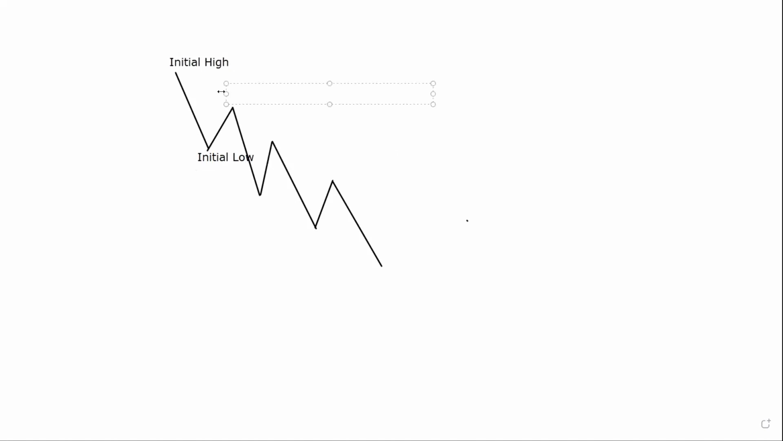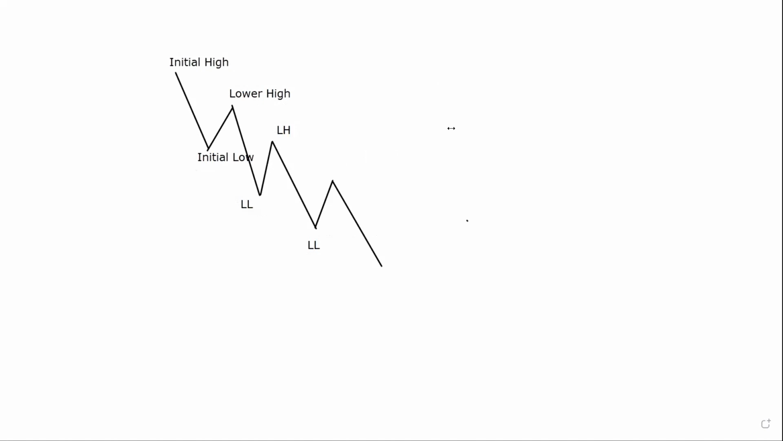Now, if you are in a downtrend, we have this structure here. Let's suppose this one is the initial high. This one is the initial low. This one is a lower high, lower low, lower high, lower low. Got it, right?